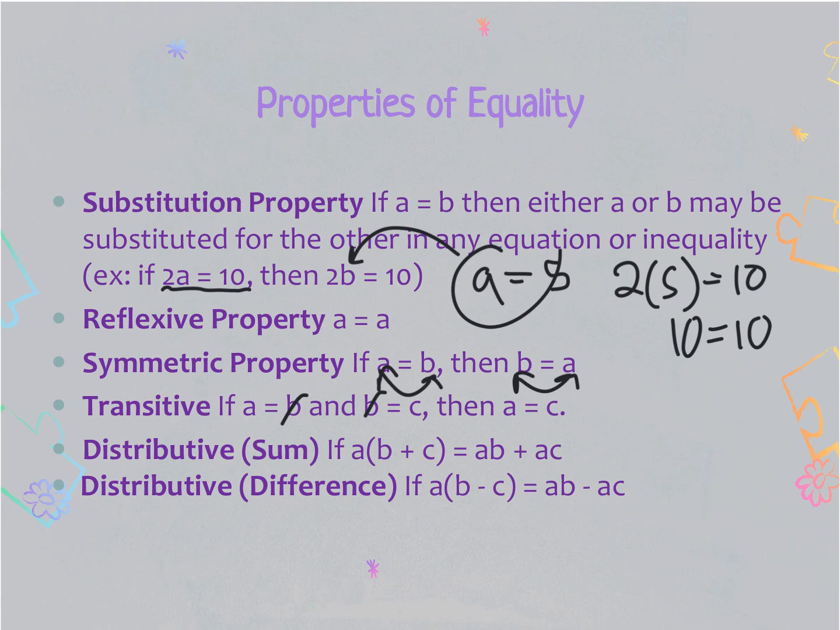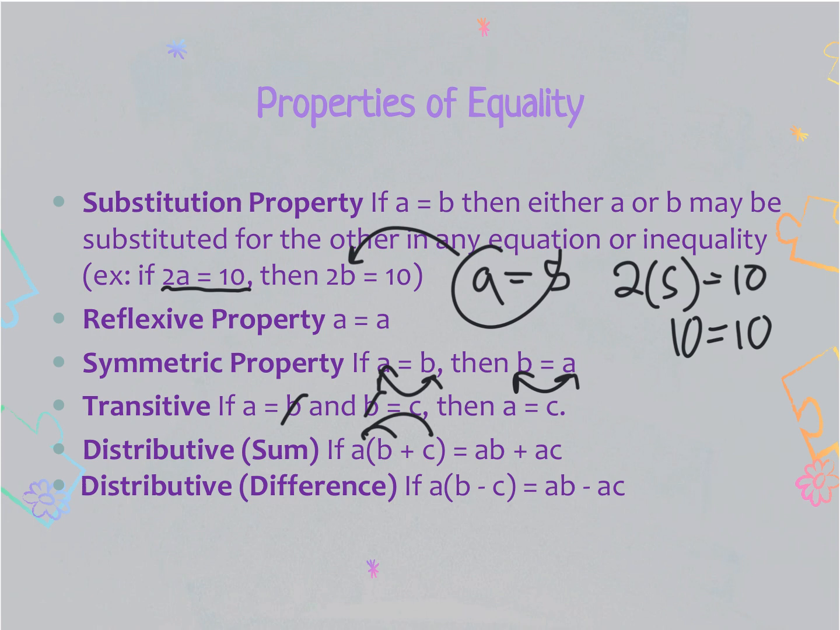I'm going to start with the distributive property. Now, it's going to be the sum and then the difference. The reason there's 2 is because of the answer. But let's start with the sum. If A times the quantity B plus C equals AB plus AC, this is just the distributive property.